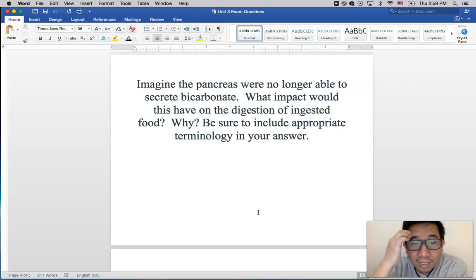Again, similar question. This one is regarding bicarb. What does bicarb do? Bicarb balances pH. Bicarb balances pH. Makes things less acidic. So if you don't have bicarb, your body will become acidic. You're going to have ulcers inside your small intestine. You're going to create holes inside your small intestine. You're going to have holes inside your mouth. You're going to have holes everywhere because you don't have this bicarb to make it less acidic.